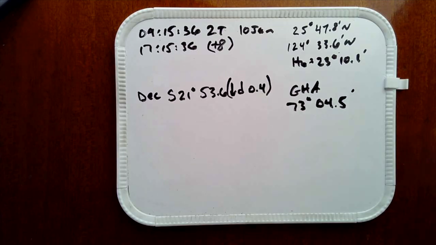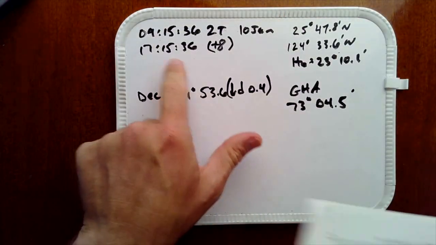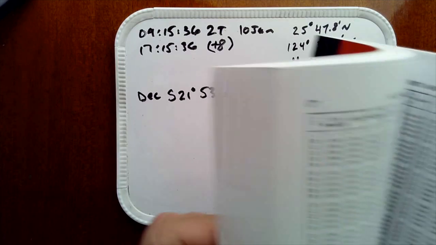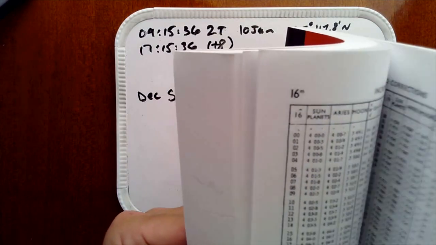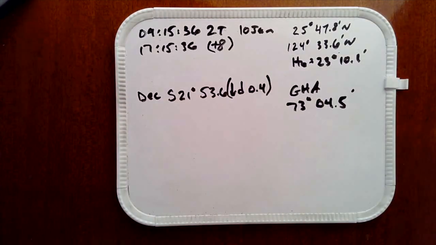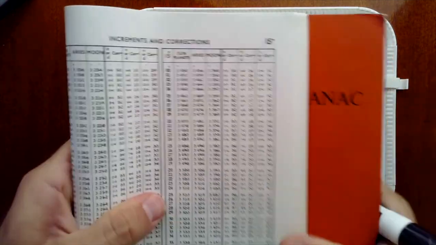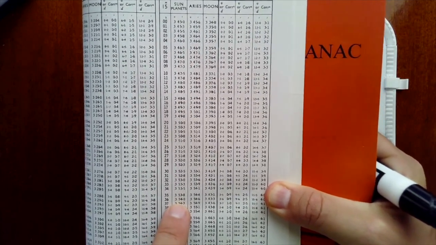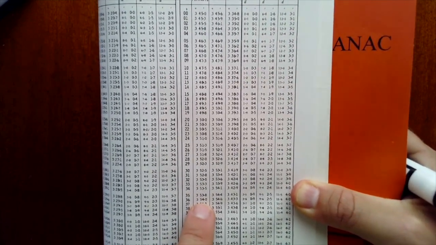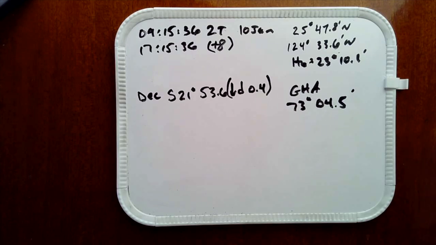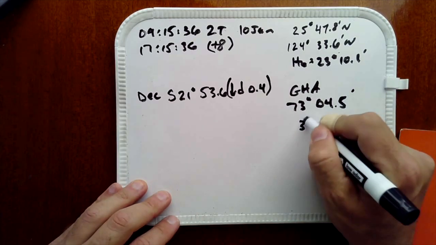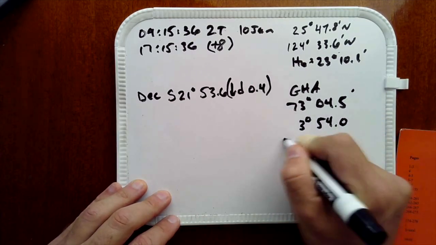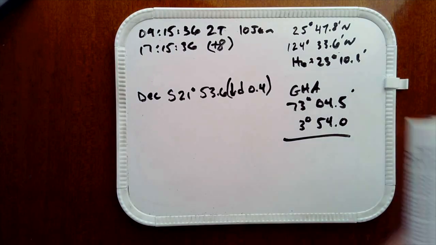So now we can go to the back of the book and get out the increments. So for this leftover time of 15 minutes and 36 seconds, we'll go to the increments and corrections pages for 15 minutes. All right, so 15 minutes and 36 seconds for the sun is equivalent to 354 for the GHA. So that's 354 more. We'll save that addition for a minute.